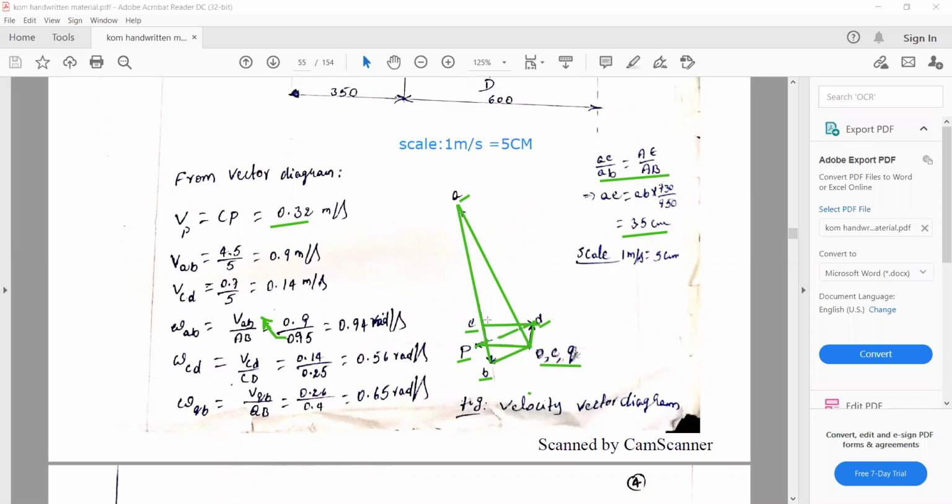Now see here the VAB link. The AB link is there, so that is vector AB. The vector AB value is 4.5 centimeter by 5. The value arrives at 0.9 meter per second. And now VCD, this centimeter. It is 0.7 centimeter, 0.7 by 5 scale value, which means 0.14 meter per second.